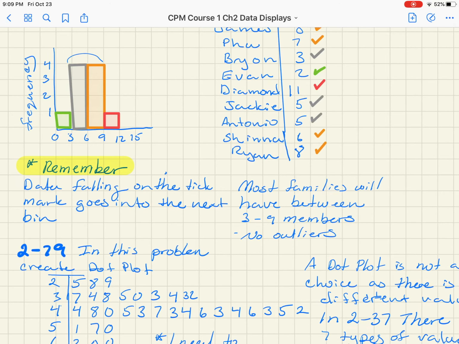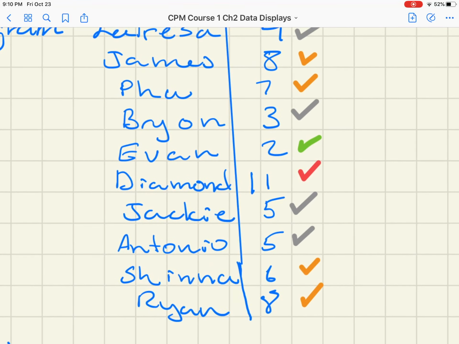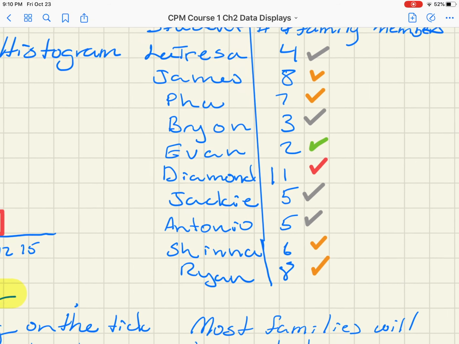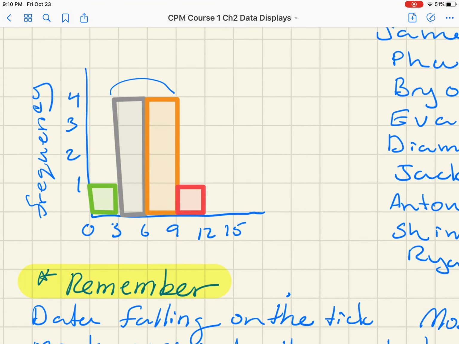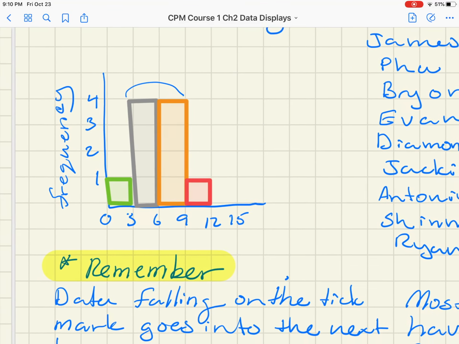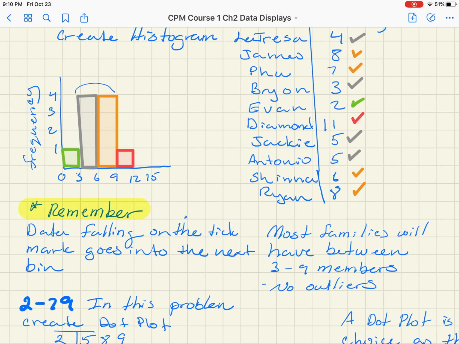And if you look over here, there's your 3. And then 3 falls into the brown bin and not the green bin because it goes into the next bin or the next interval. So that's what's important there. And you can see that most families will have between 3 and 9 members in their family.